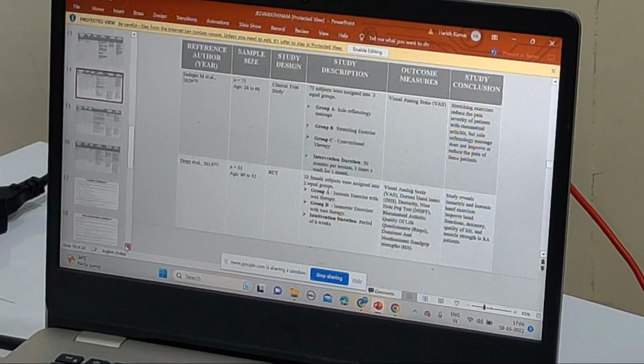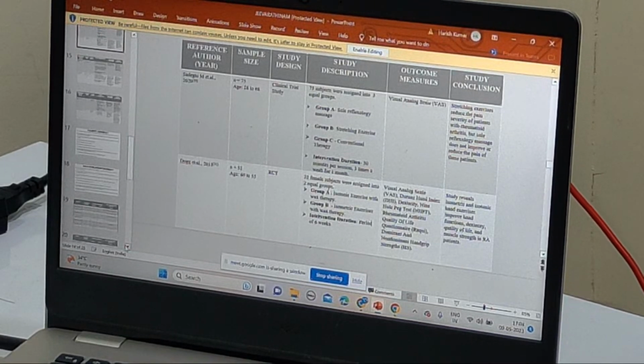Next, this study focuses on stretching, isotonic, and isometric exercise for group A, group B, and group C. Group A had isotonic, group B had isometric. Then the study reveals isometric and isotonic hand exercise improve hand function, dexterity, and quality of life.